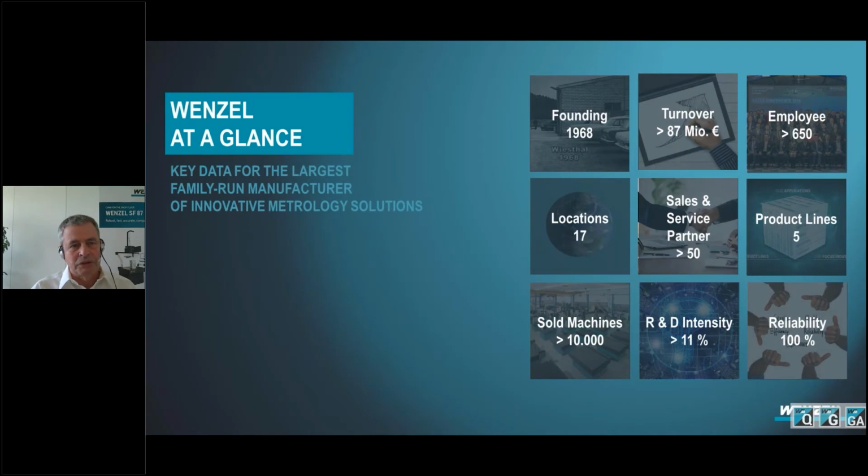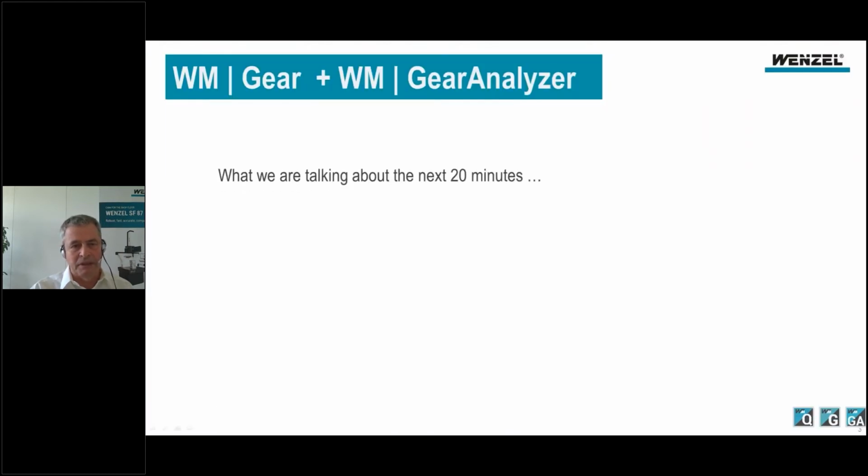So some words to Wensel. Wensel was founded in 1968. There's a turnover of more than 87 million euros, and more than 650 employees on 17 locations all over the world. And we have more than 50 sales and service partners, 5 product lines, and more than 10,000 machines sold. Our impressive research and development intensity is more than 11%. And our goal is 100% reliability.